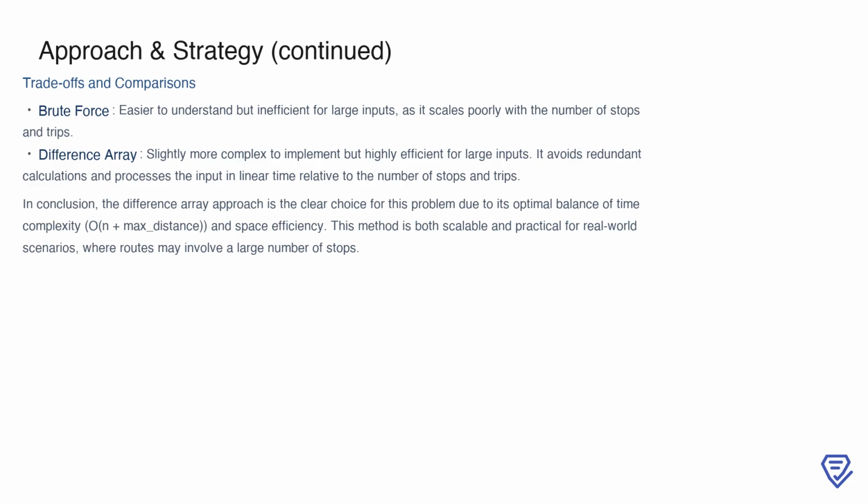Its optimal balance of time complexity, which is O(n + max_distance), and space efficiency makes it not only scalable but also practical for real-world applications where routes may involve a significant number of stops. By focusing on the net change in passengers and leveraging the prefix sum technique, we achieve a solution that is both efficient and robust, making it well-suited to handle the constraints of this problem.